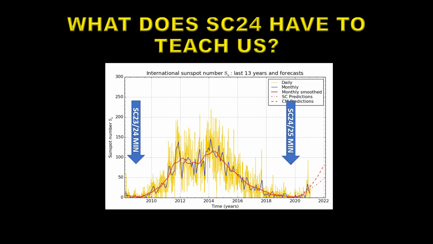And so let's put in where the minima were. The solar minimum between 23 and 24 was in December of 2008. The minimum between solar cycle 24 and 25, as I said, was December 2019. So we had an exact 11-year cycle. From that point of view, we have the outline of this cycle, and you can see how slowly solar cycle 24 rose. It took nearly 4 years for it to get from minimum to maximum.